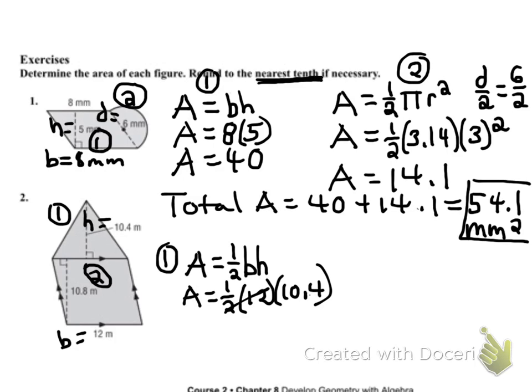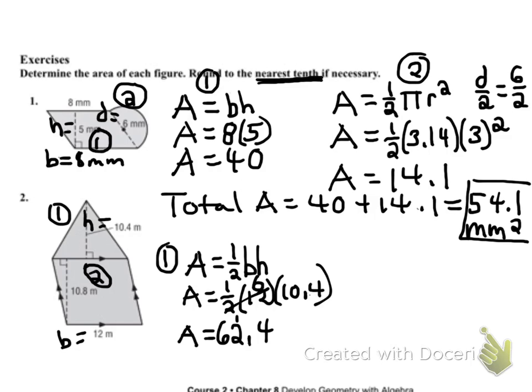We'll go ahead and get rid of that 12 and make it a 6 by dividing by 2. Also divide 2 by 2 to get 1. So the area of our triangle will be 10.4 times 6, which is 62.4.